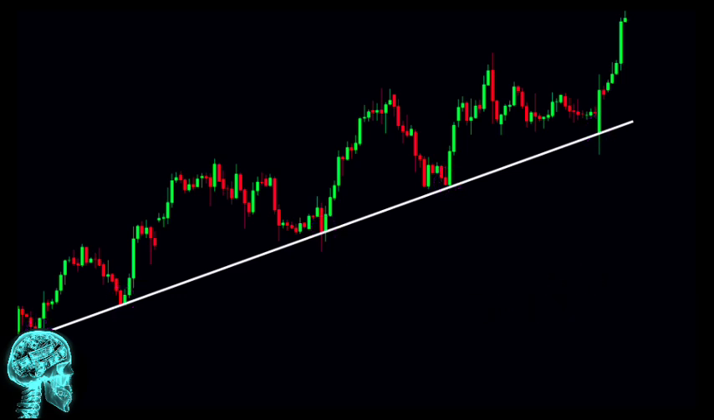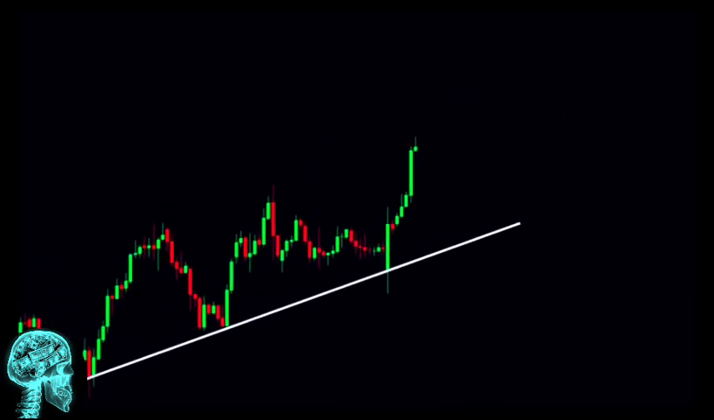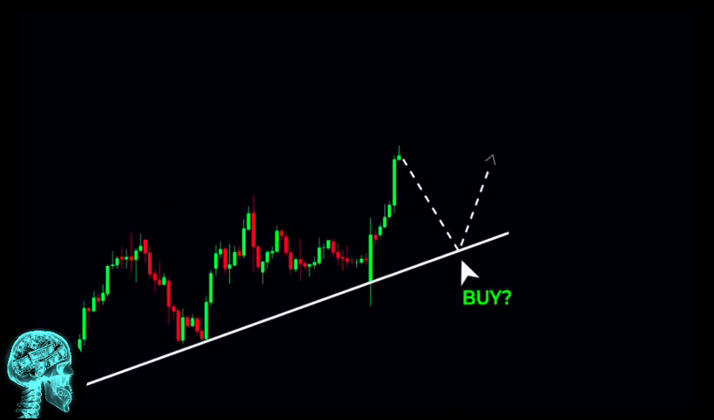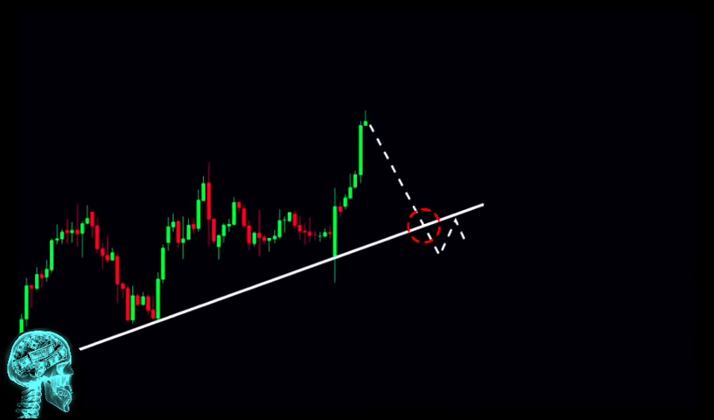Now, even if we've figured out how to draw them, the next big question is, how do we actually trade them? Should we wait for the price to touch the trend line and enter buy, anticipating a bounce? Or should we wait for the price to break the trend line, anticipating a trend reversal to short it?